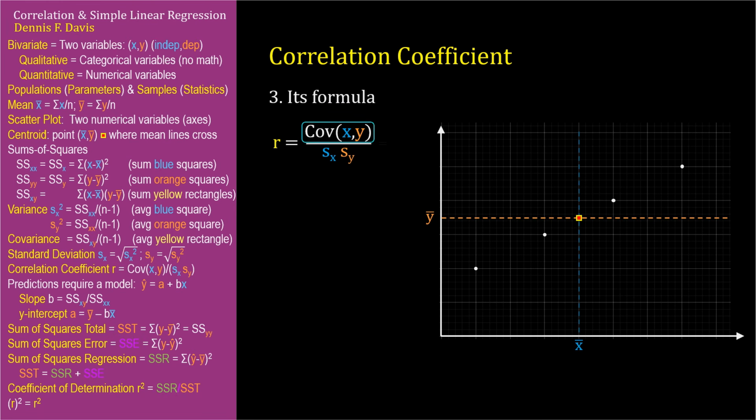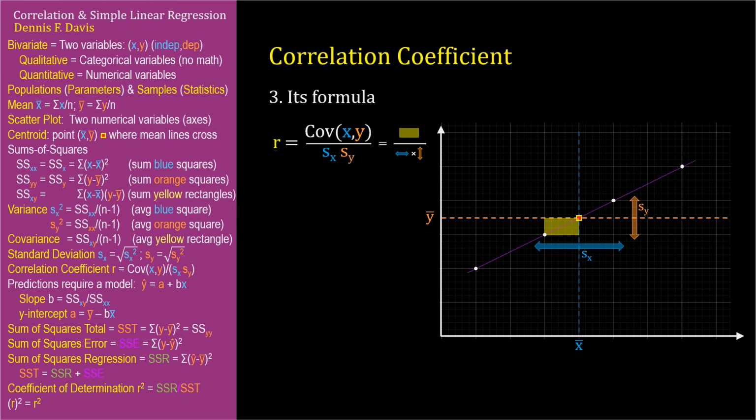The numerator, the covariance, remember, is the average size of the yellow rectangles. Each rectangle is its point's blue x difference times orange y difference, like this. We've already seen this several times. The denominator is the product of the standard deviations of the x and y variables. Now, I'm going to tell you this without proving it.